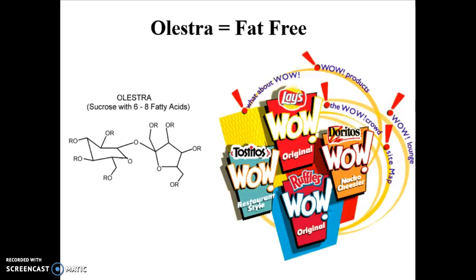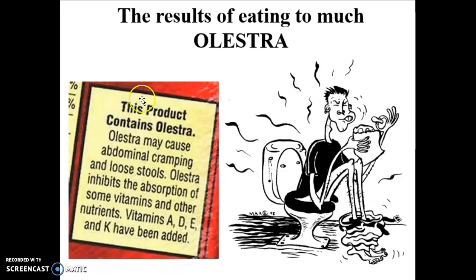The concern, and this label came right off of a bag of Doritos. I want you guys to look at any olestra-based food product. This warning label has to be there because consumption of olestra may cause abdominal cramping, loose stools, it inhibits the absorption of certain vitamins, etc. It can lead to some health issues because your body doesn't know what to do with it. It just wants to get rid of it and eliminate it as quickly as possible.